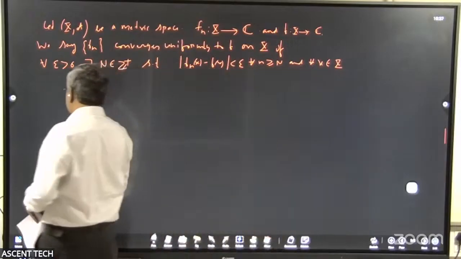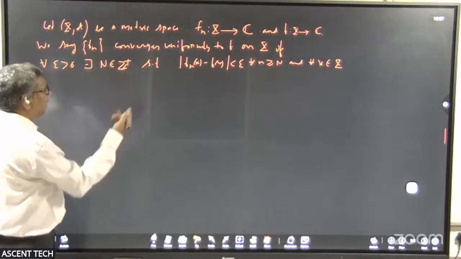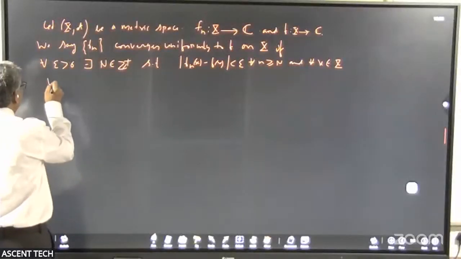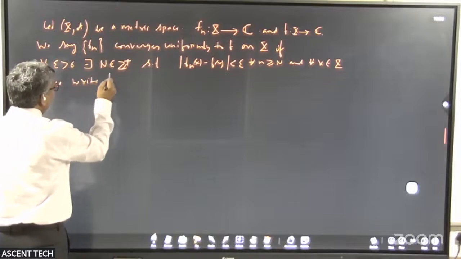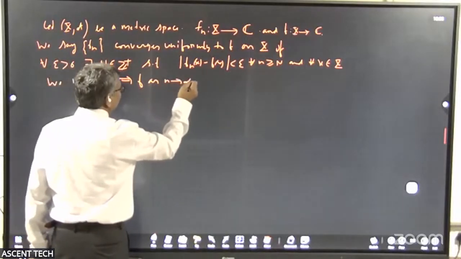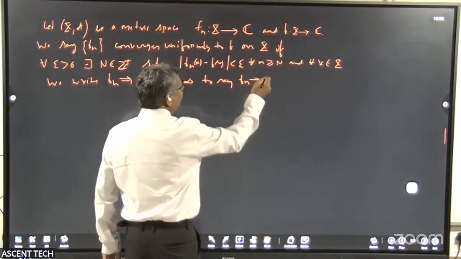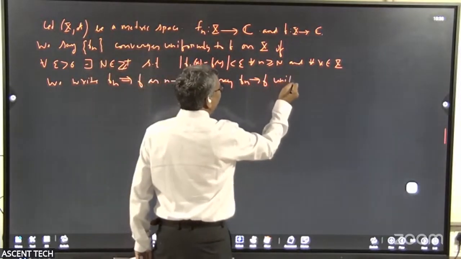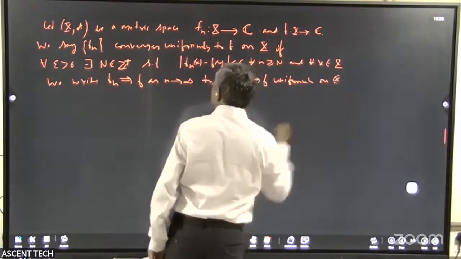We have, I think, discussed a little bit of it already, and I just want to make sure I have it here. In this case we write that Fn converges uniformly to F as n tends to infinity, to say Fn converges to F.